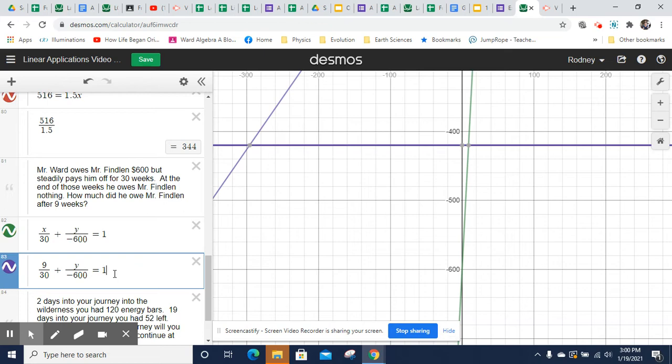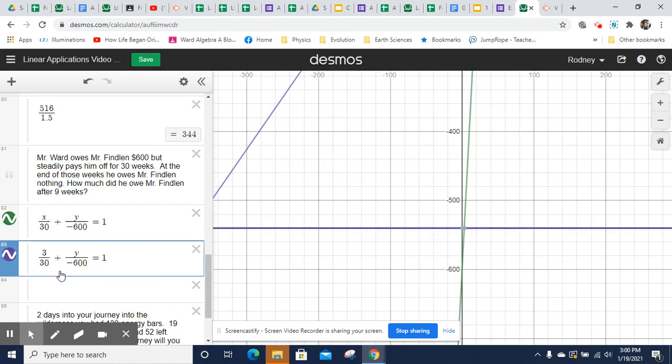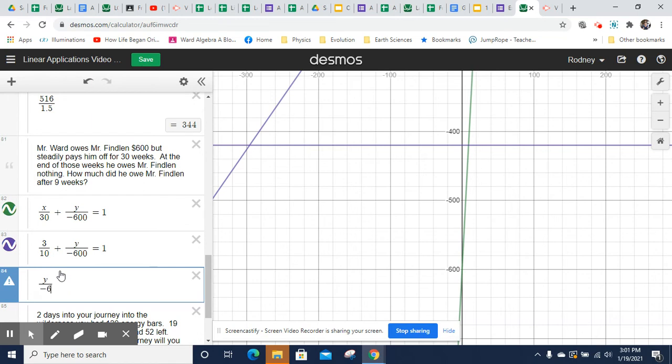So 9 over 30, we can simplify 9 over 30, of course. It's probably a good idea. 9 over 30 becomes 3 over 10, divide both by 3. Okay, and now I'm going to subtract that from both sides, and I'll end up with y over negative 600 equals, well, 1 minus 3/10 is 7/10, because that's 10/10 minus 3/10.